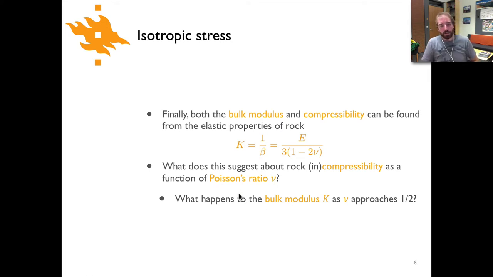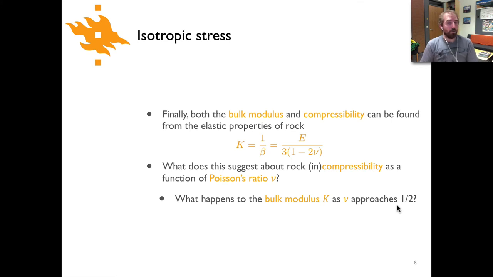And the second question is actually really just kind of a hint as to how to think about the first question, and that is, what happens to this bulk modulus K as Poisson's ratio approaches 1/2? So I'll let you go ahead and think about that for a moment and come back when you have an answer.